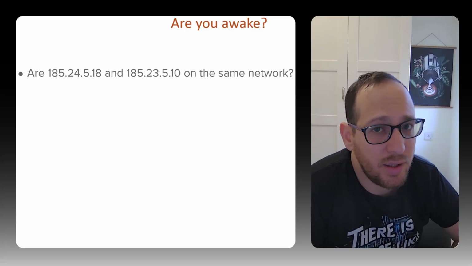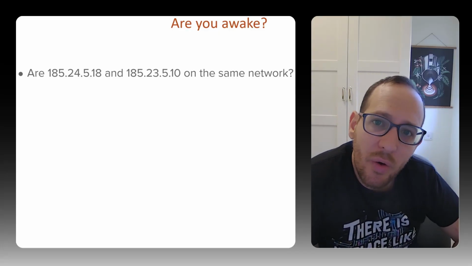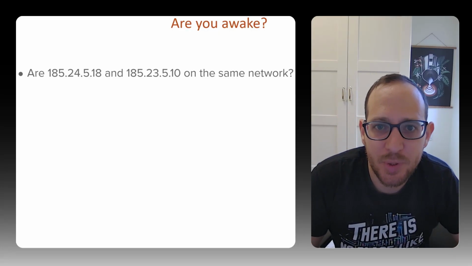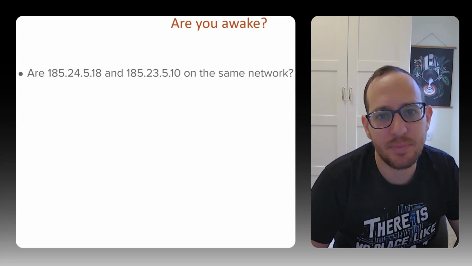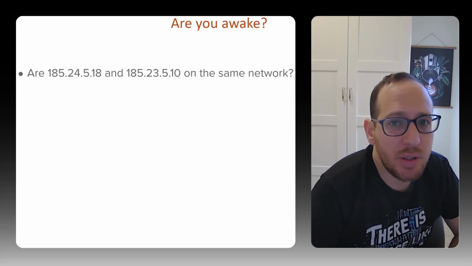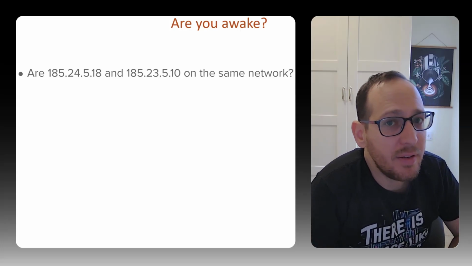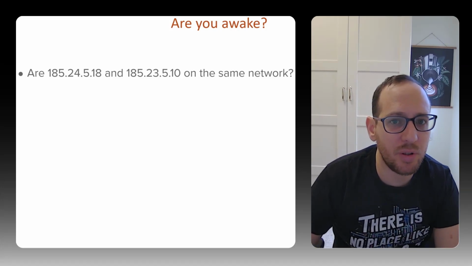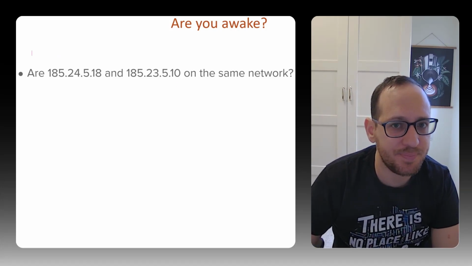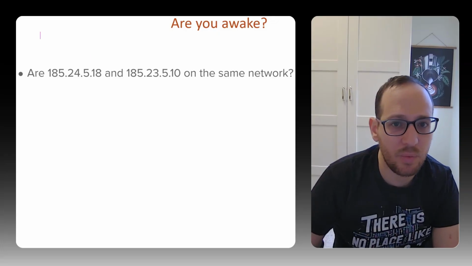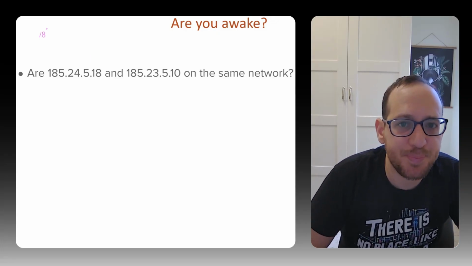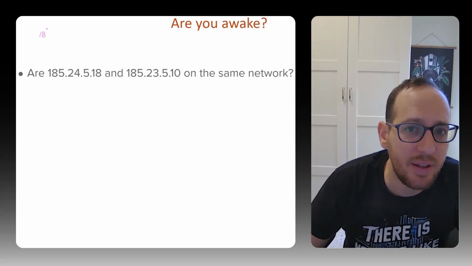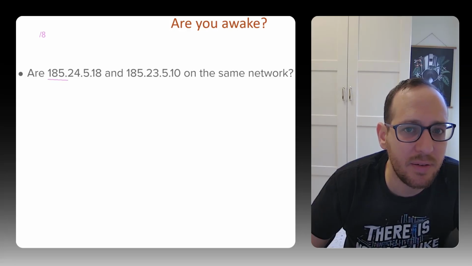All right, so are 185.24.5.18 and 185.23.5.10 on the same network? What do you think? Well, first of all, it depends on the subnet mask. That's right. For example, if the subnet mask were /8, would these be on the same network? The answer is yes, because they share the same most significant 8 bits.